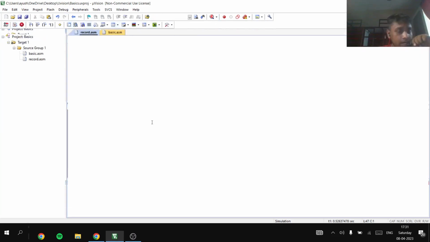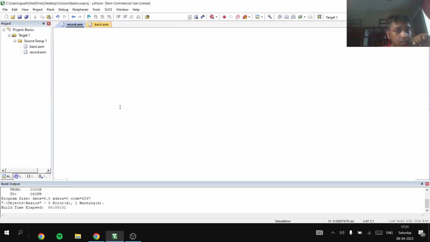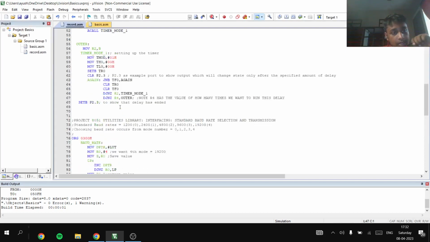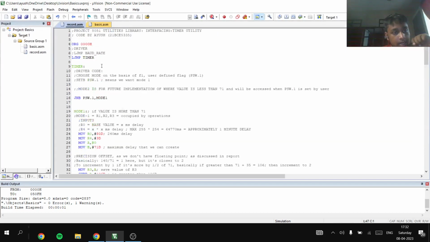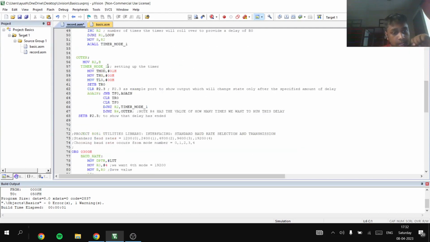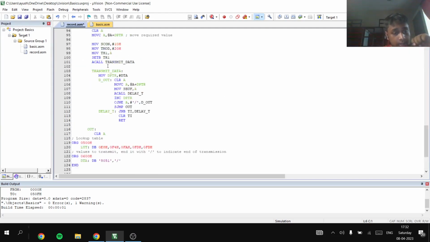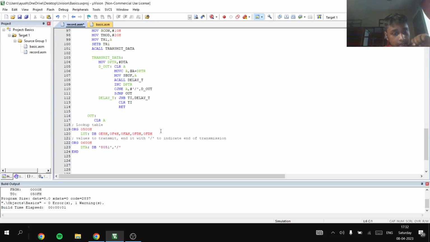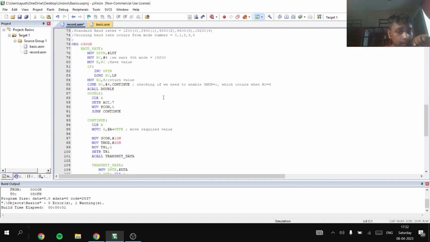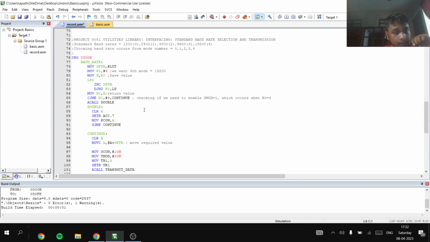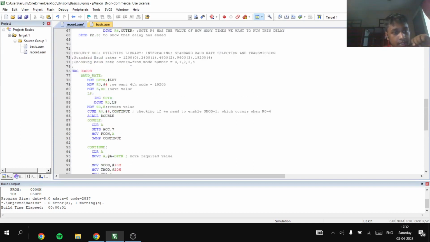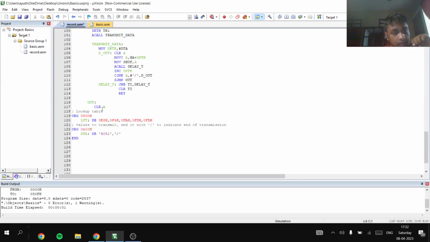So the idea behind the baud rate generation is also pretty simple. You basically have a few common baud rates that you want to operate at. So you simply store the values that you need to keep in TH1 in a lookup table inside the code memory. So using the data pointer, if it's mode 0, it will map to this one over here, mode 1, mode 2, mode 3, mode 4.